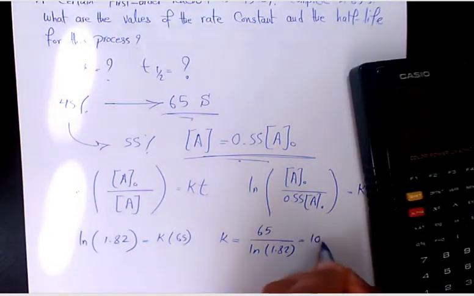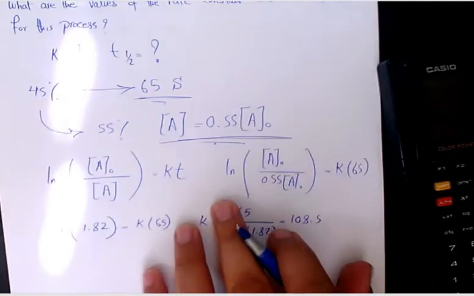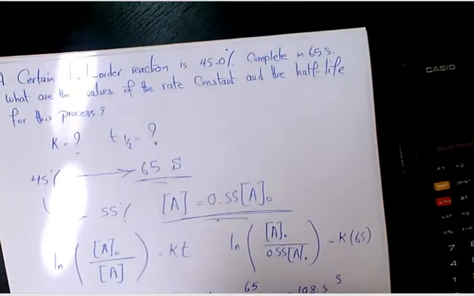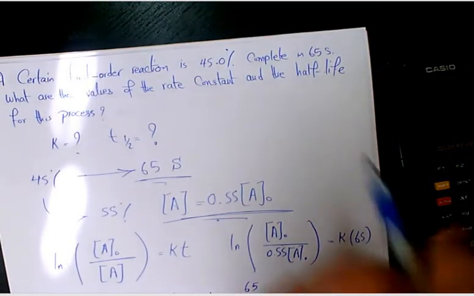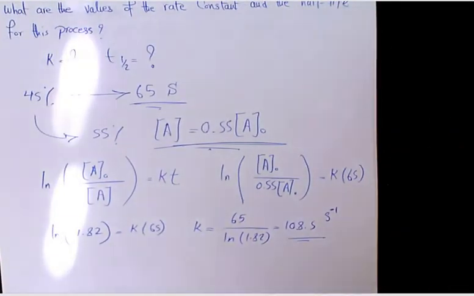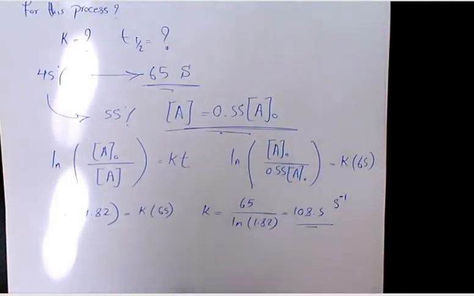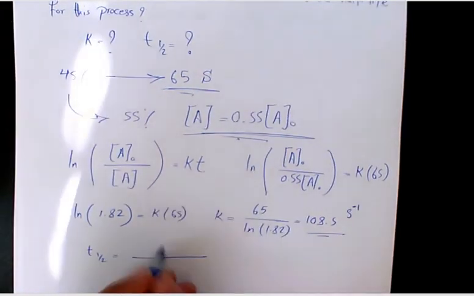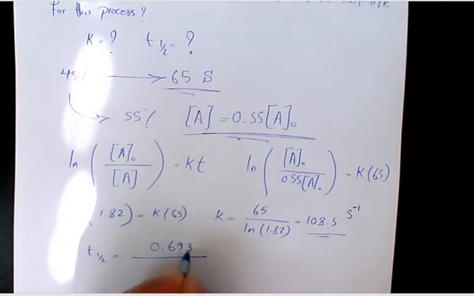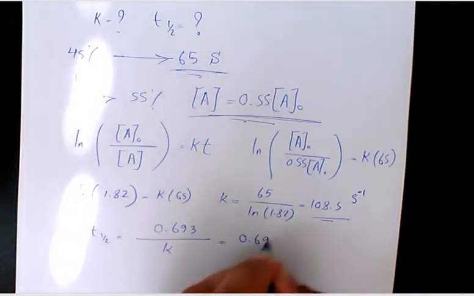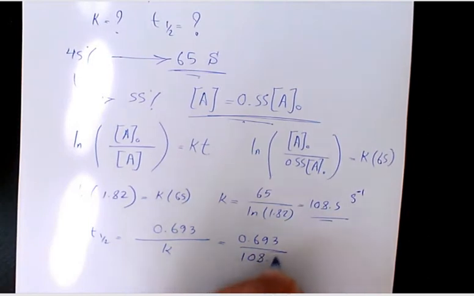That's going to be 108.5. The unit is going to be per second, because the time is in terms of seconds. So 108.5 is going to be the value of the rate constant. Based on that, we can find the half-life time, which is 0.693 divided by k. So it's going to be 0.693 divided by 108.5.